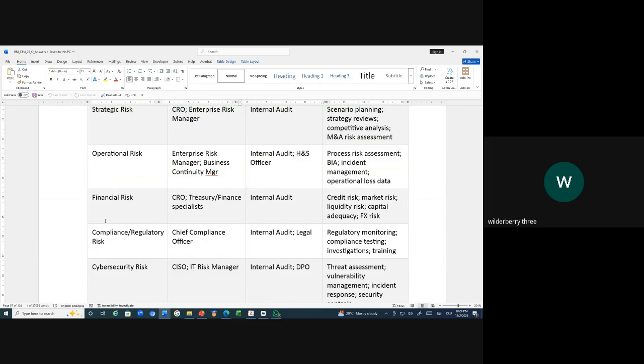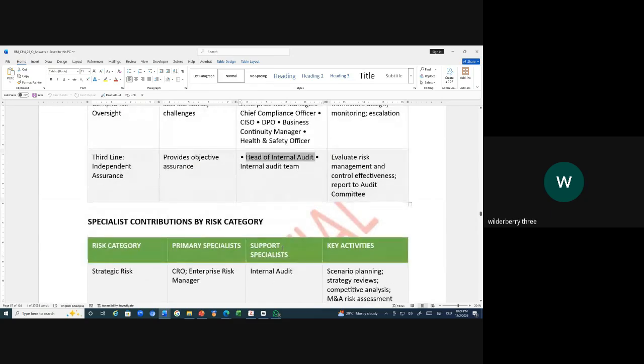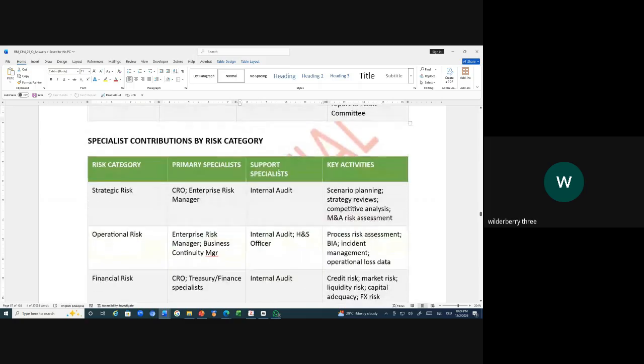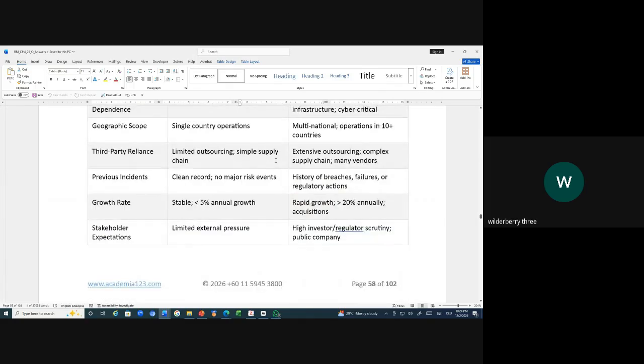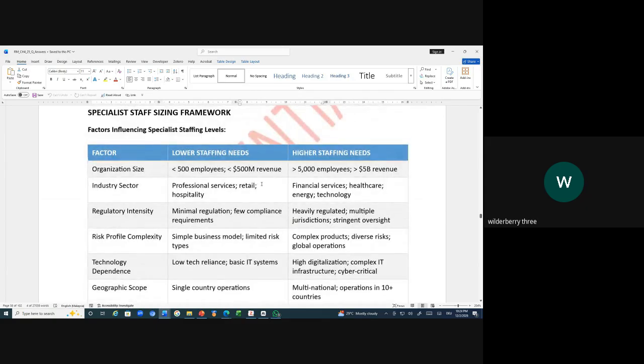That's a matrix here helping also. What are the key activities, and who can support? So I tried here really to look from different angles into the system itself.